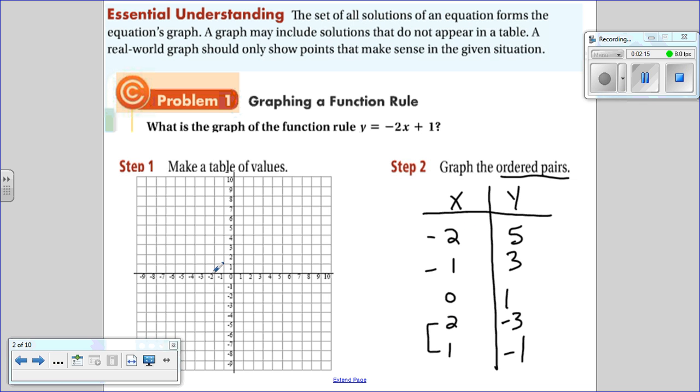-2, 5. So I go over to -2, up to 5. 1, 2, 3, 4, 5. And I put a point. -1, 3. 0, 1. 2, -3. And 1, -1. And there is our line. Okay?